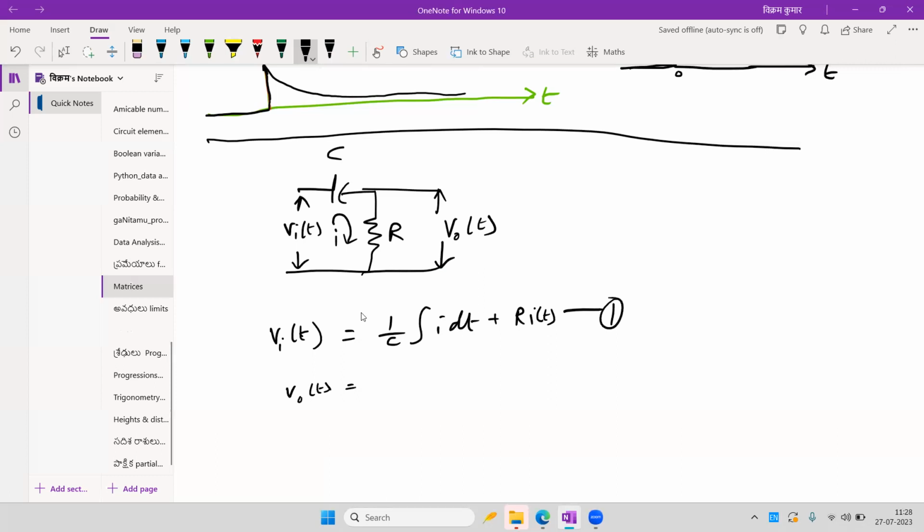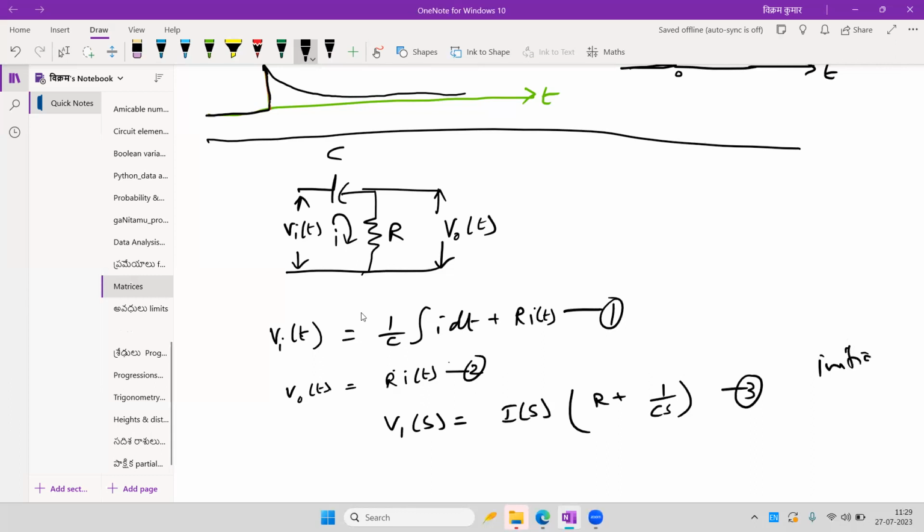V naught of t is equal to R times I of t. Now again apply Laplace transform for both. I will write slightly quickly. V1 of S is equal to I of S into, like what happened earlier, R plus 1 by CS. That is equation 3. Again, initial condition 0. Then V naught of S, this will be important, is R times simply I of S.